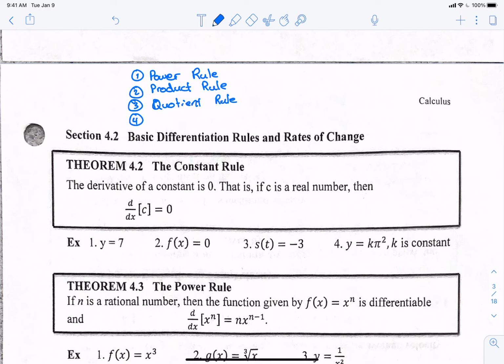Product rule, quotient rule. These 2 are lumped together in section 4.3. So this is 4.2, that is 4.3. And then 4.4 is the chain rule. So for the next couple sections, that's what we're going to be talking about. All of these are finding derivatives just with different types of functions. Good? Moving on.